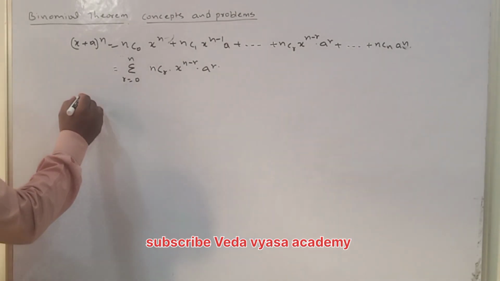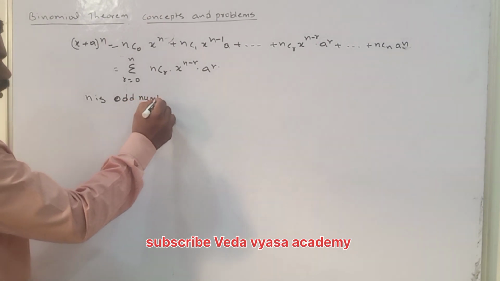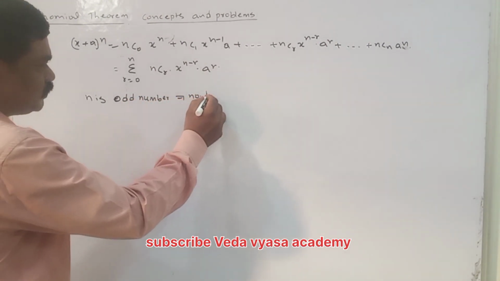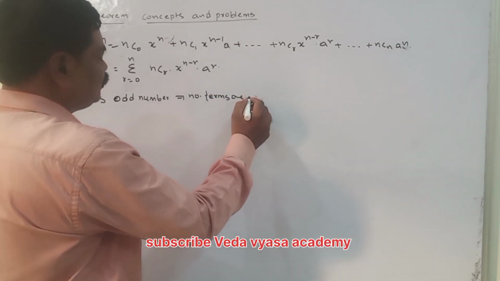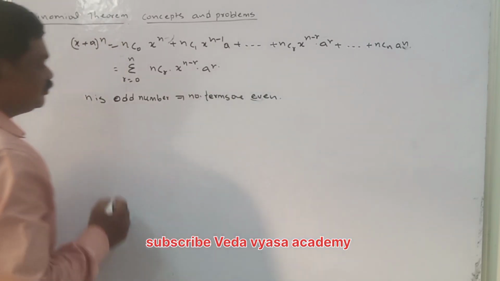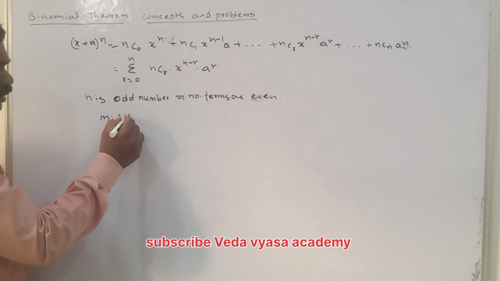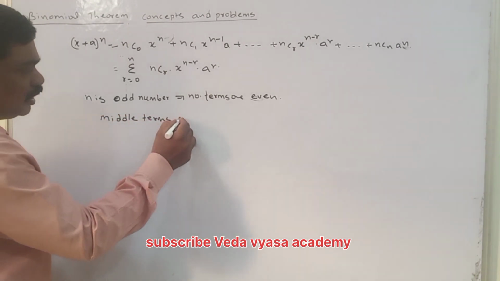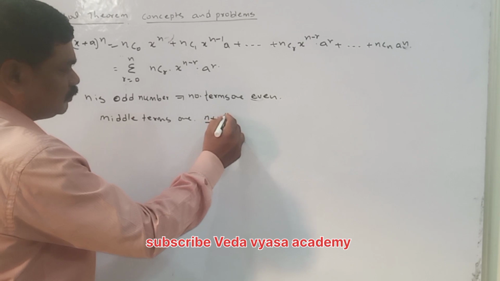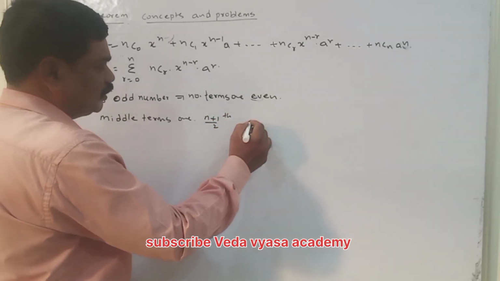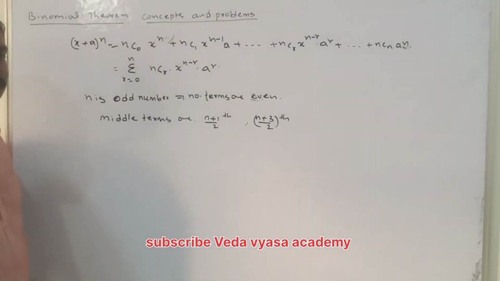Here, n is an even number or n is an odd number. If n is odd, then the number of terms is even. Then what are the middle terms? The middle terms are the (n + 1)/2 th term and the (n + 3)/2 th term. These two are the middle terms.